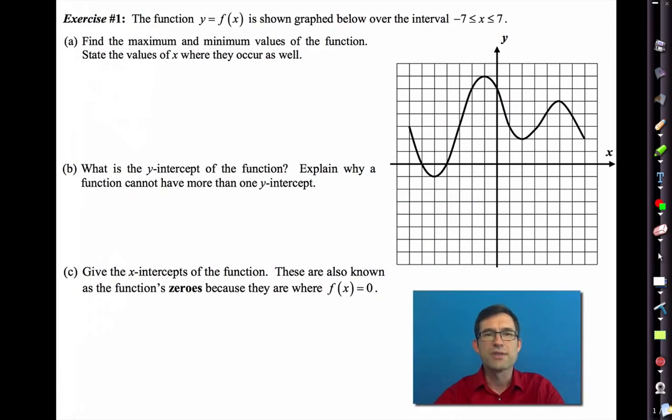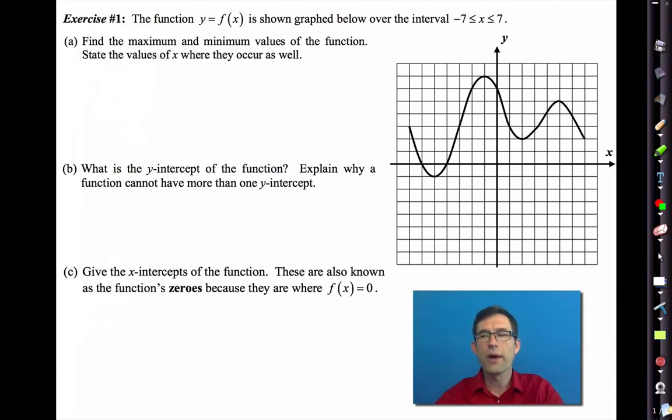The graphs of functions have lots and lots of important features, with lots of terminology that you're expected to know. So we're going to get into some of that terminology today. Some of it will be review from previous lessons that we've had. So let's jump right into it in exercise number 1.